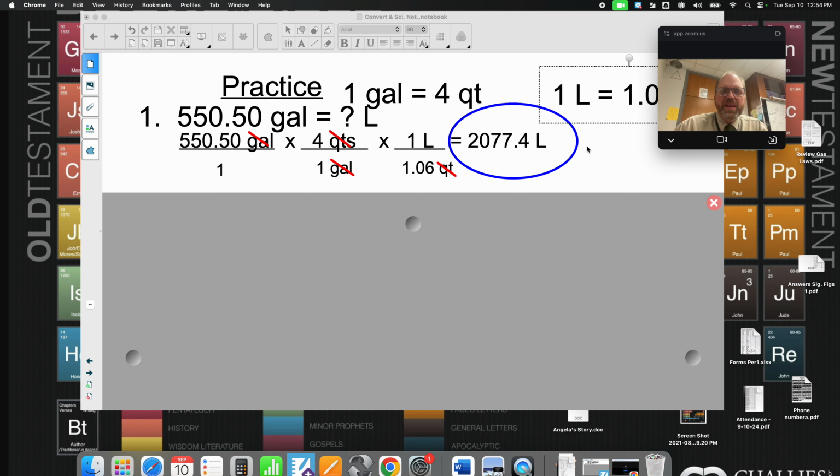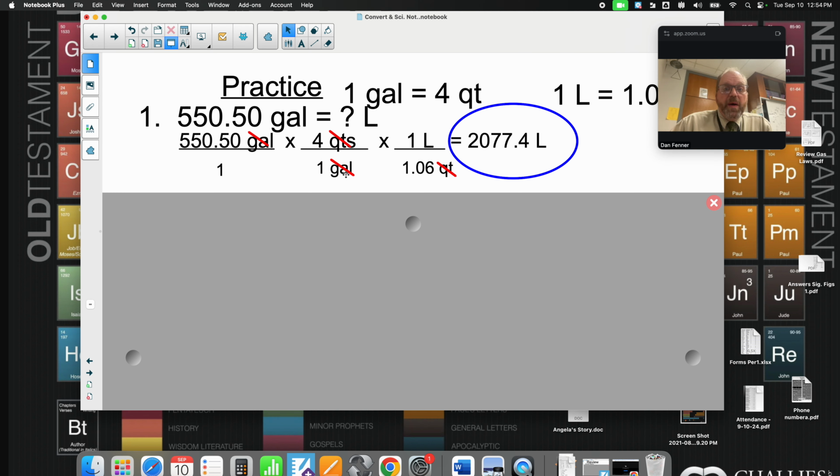All right, awesome. Now, again, gallons goes on the bottom. Gallons cross out, we get to quarts. And then we want to get to liters, so 1.06 quarts is 1 liter. Quarts cross out. We're going to take 550.5 times 4, and we get 2202, and divide that by 1.06, and we get 2077.358491. I have 5 sig figs. After 5 sig figs, it's 2077.4 liters.